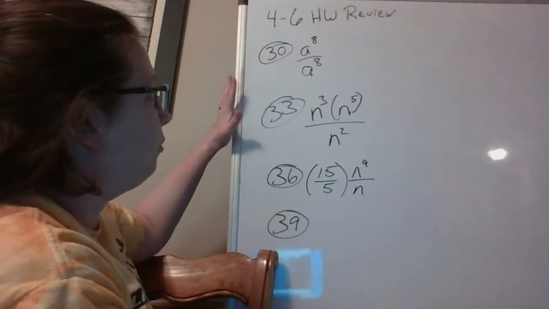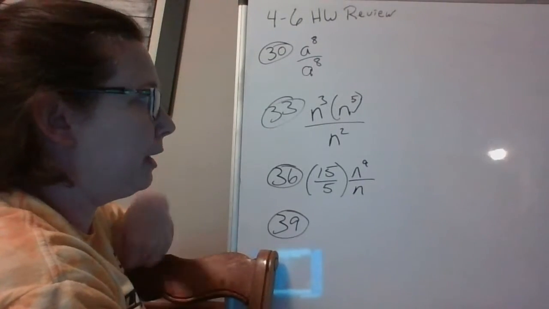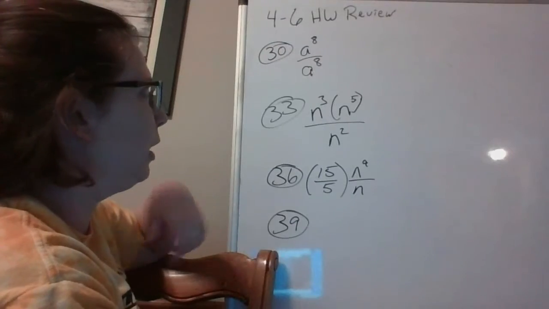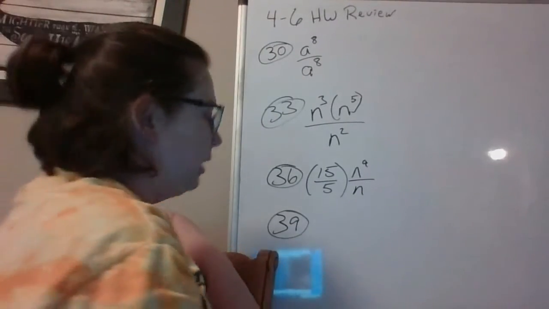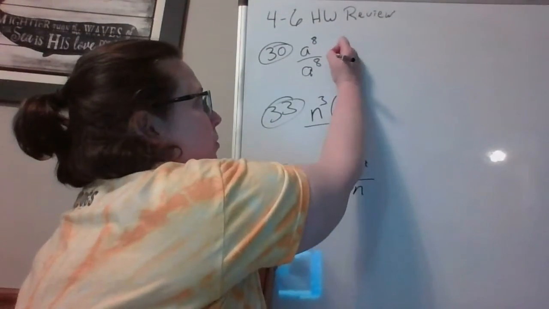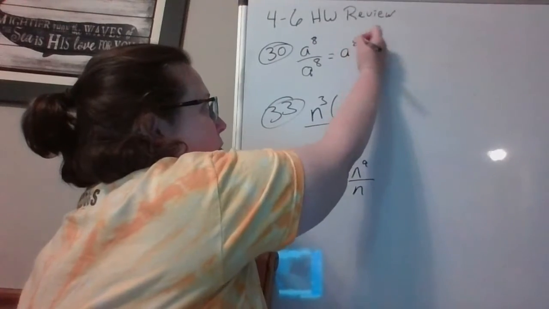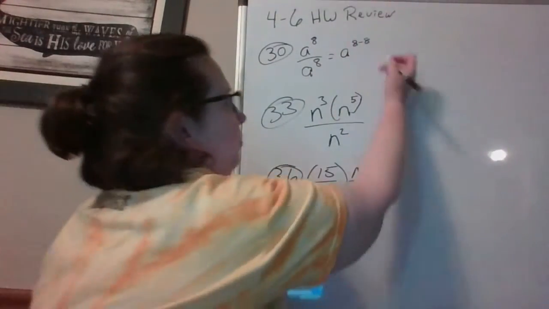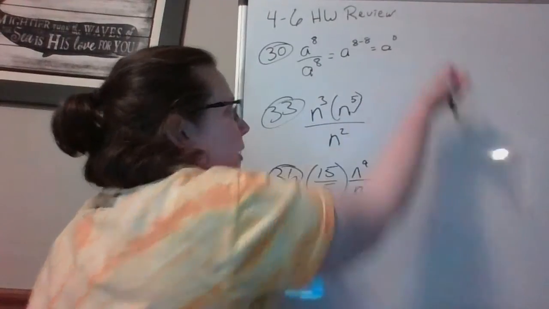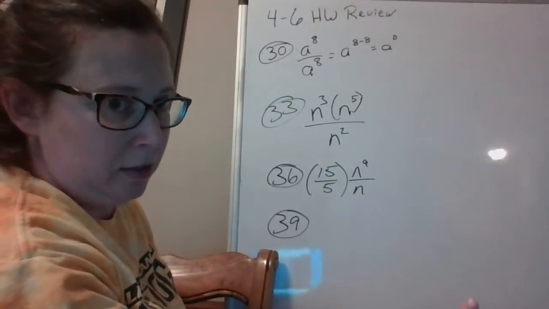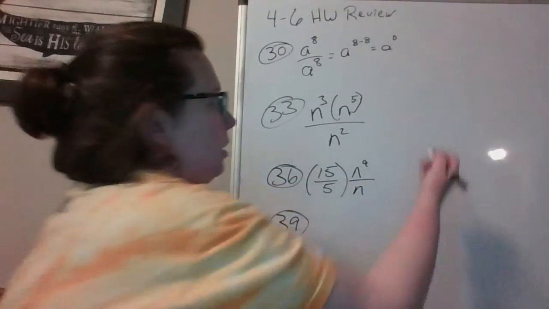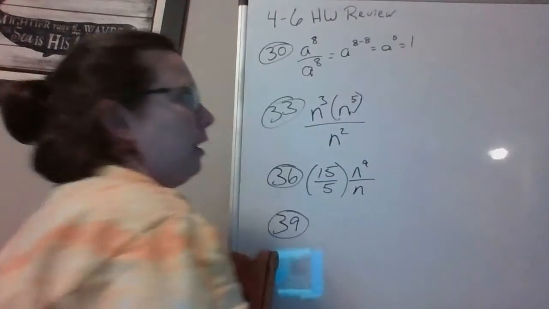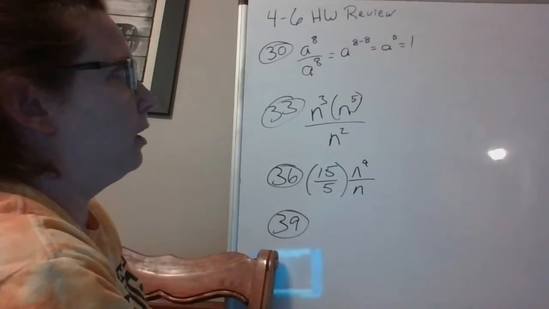All right, we have our last 4 problems here. Again, the directions are still to simplify. Number 30 is a division problem, so we're taking our top exponent minus our bottom exponent, which would be a to the power of 0. Anything to the power of 0 equals 1, so we can simplify that the whole way and say that that is 1.